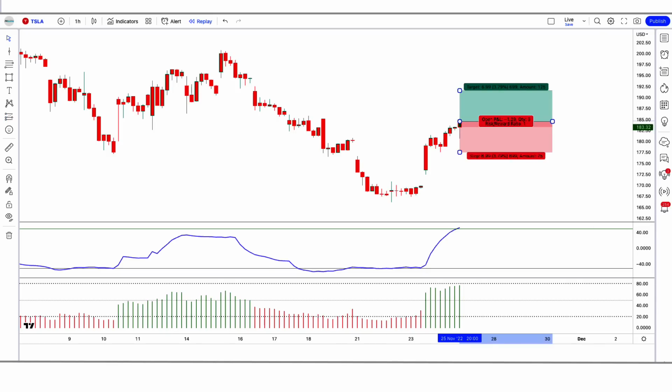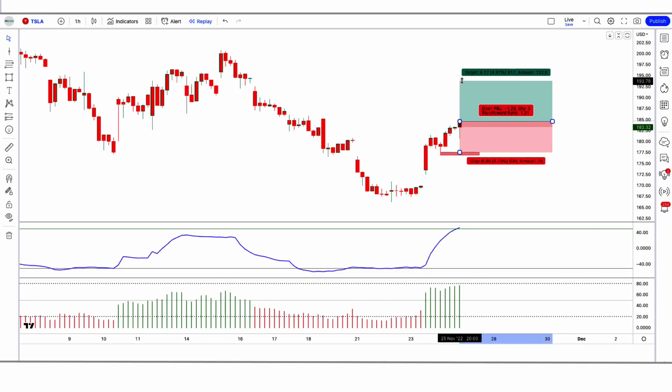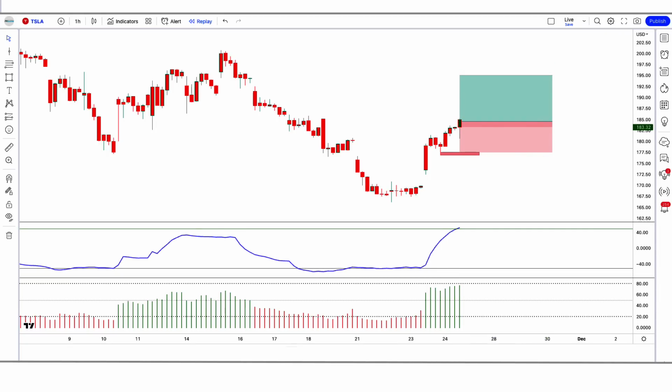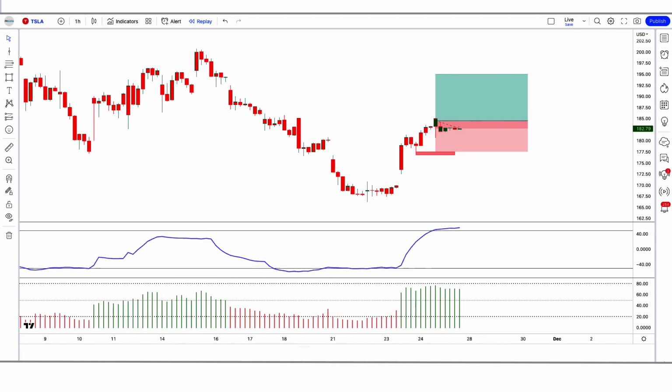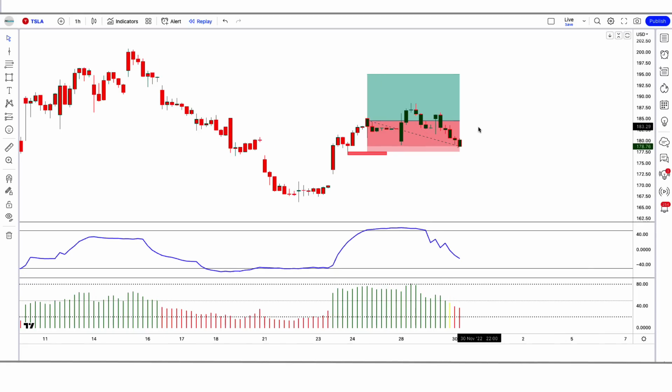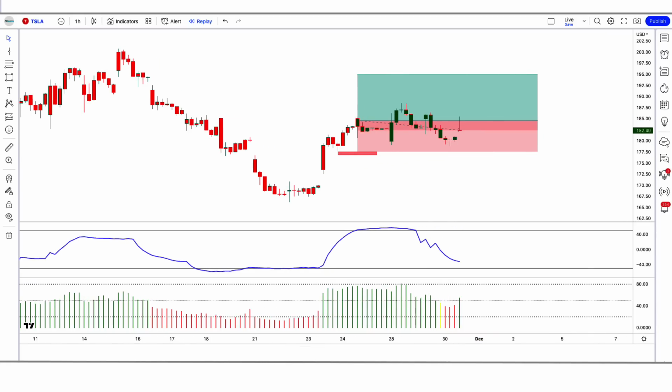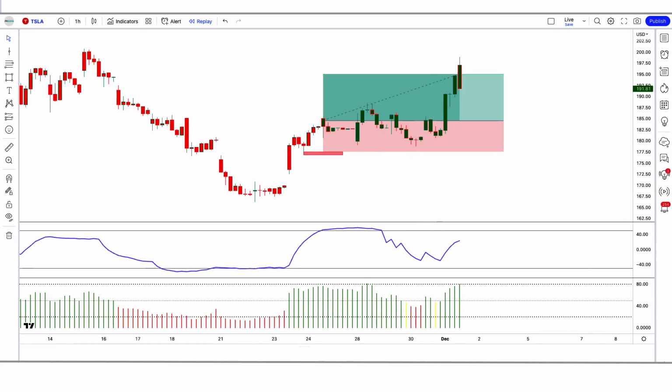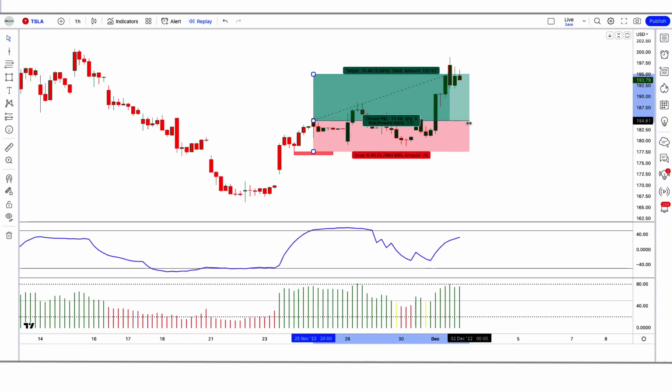Our stop loss is to be placed at the low of the previous market. And the risk to reward ratio will be 1:1.5. Let's see what happens to our trade. We have won the trade. Let's find the next trade.